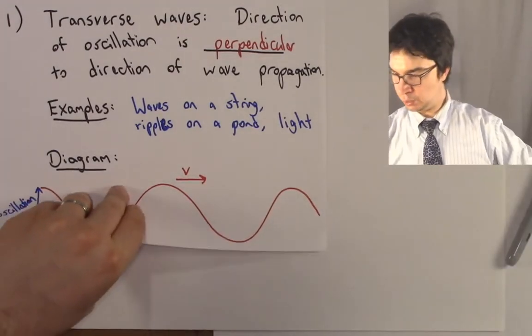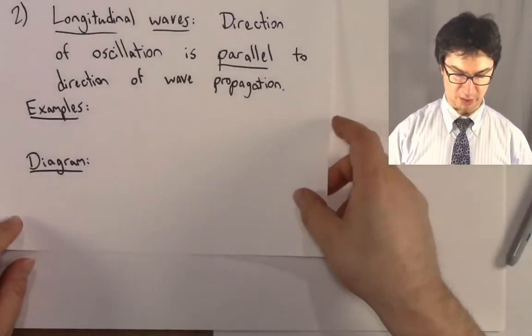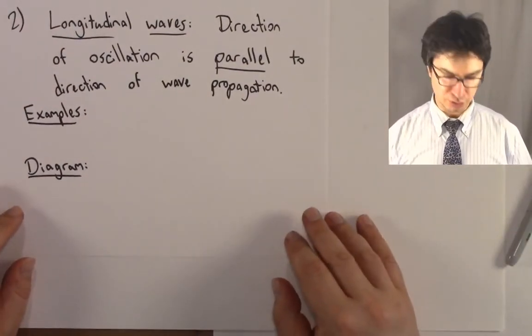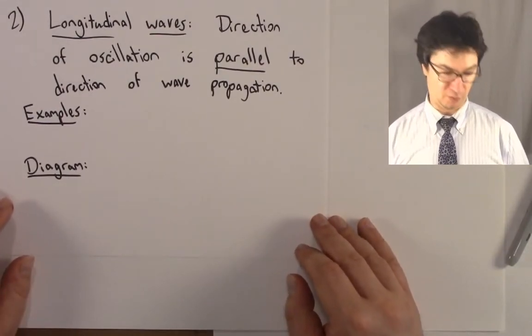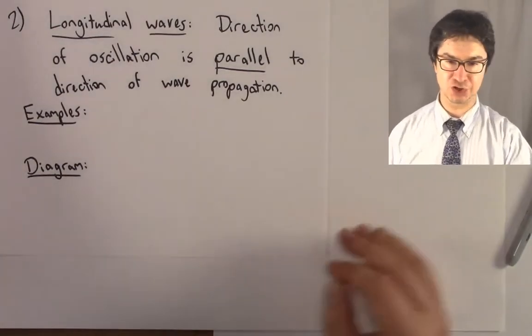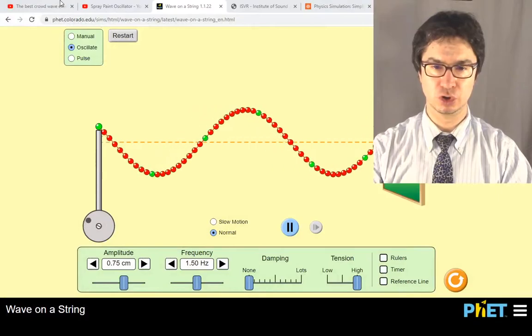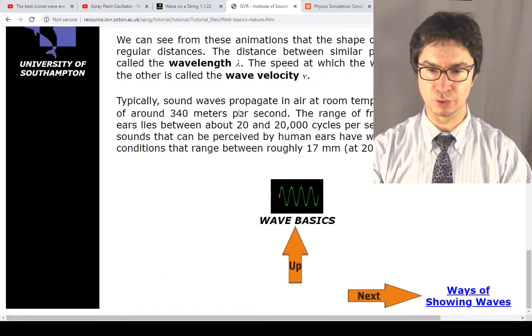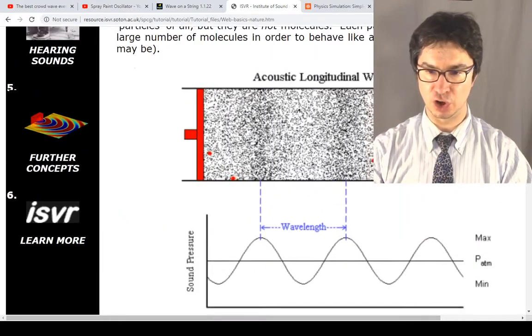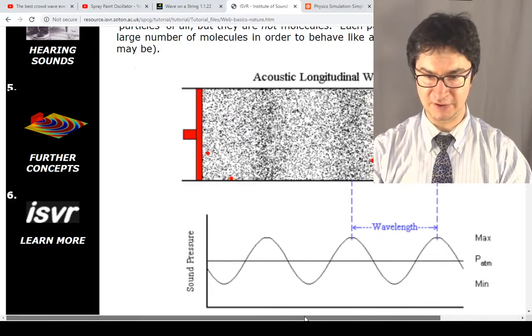The next kind of wave that we want to look at is called a longitudinal wave. And in a longitudinal wave, the direction of the oscillation is parallel to the direction of wave propagation. And I want to once again show you a simulation of this. So in this simulation, what I'd like to show you is a longitudinal wave. Now, let's see if I can center this a little bit.